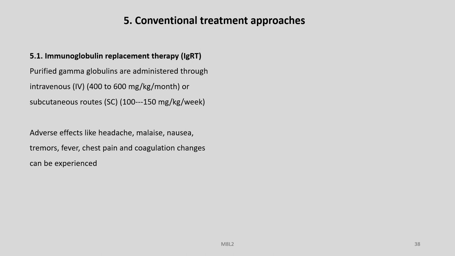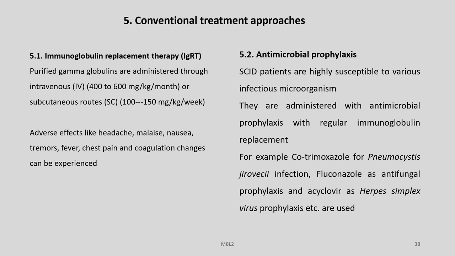One of the conventional treatment approaches is immunoglobulin replacement therapy, IGRT. Here, purified gamma globulins are administered through intravenous or subcutaneous routes. However, there are certain adverse effects like headache, malaise, nausea, tremors, fever, chest pain, and coagulation changes experienced by the patient. Another is the antimicrobial prophylaxis.